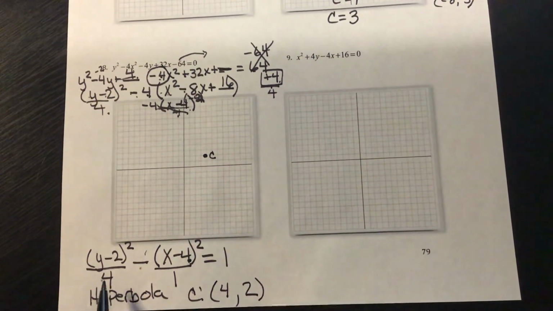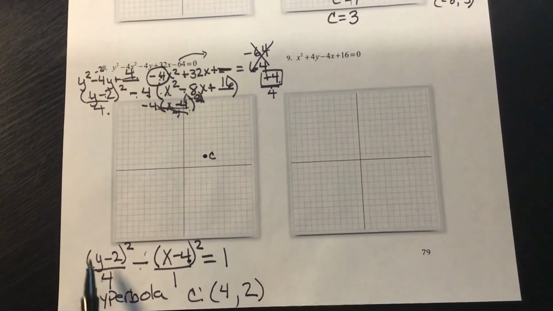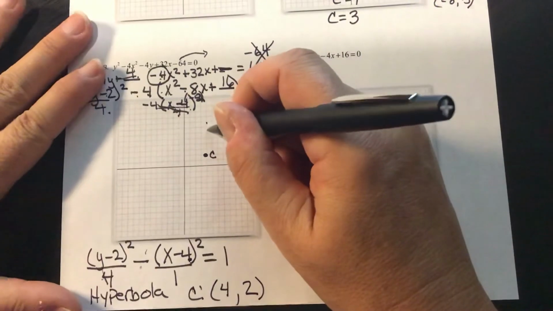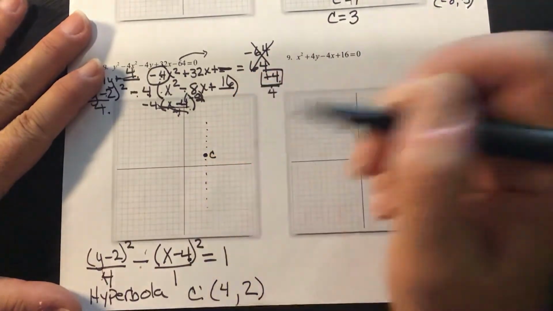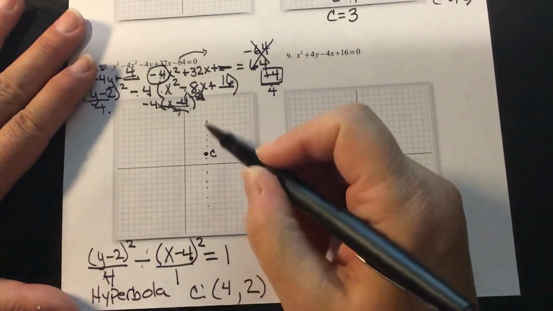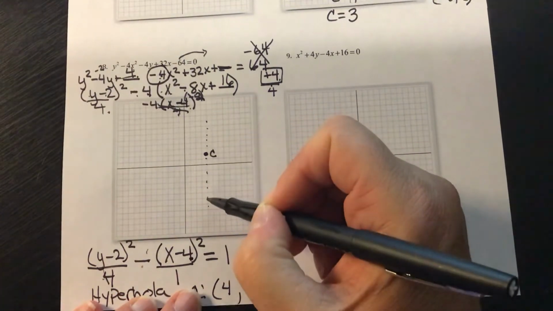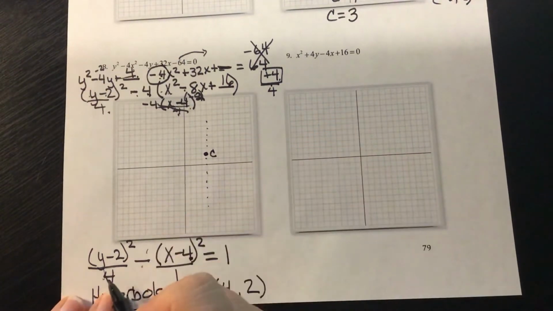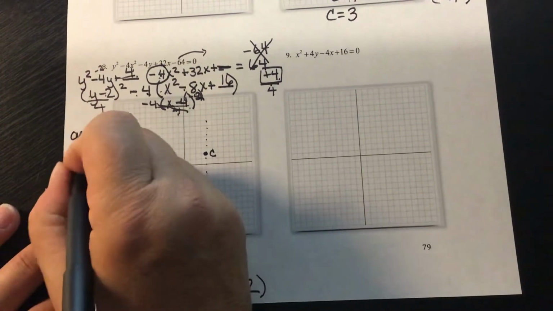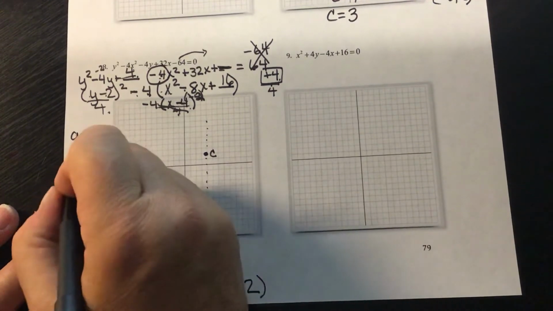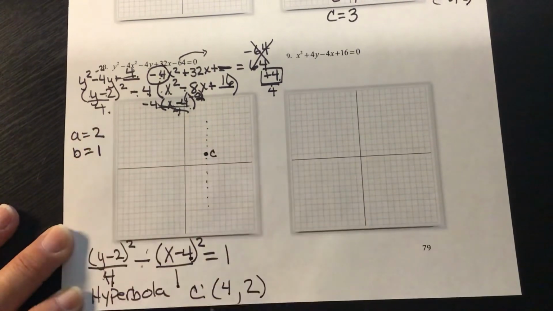Now, what I know for this, my transverse axis is going to be up and down because it's with y. So this is my transverse axis right here. So all of my important pieces, my vertices and my foci, are going to go on this axis. Okay, so my a value is 2. My b value, b squared is 1, my b value is 1.